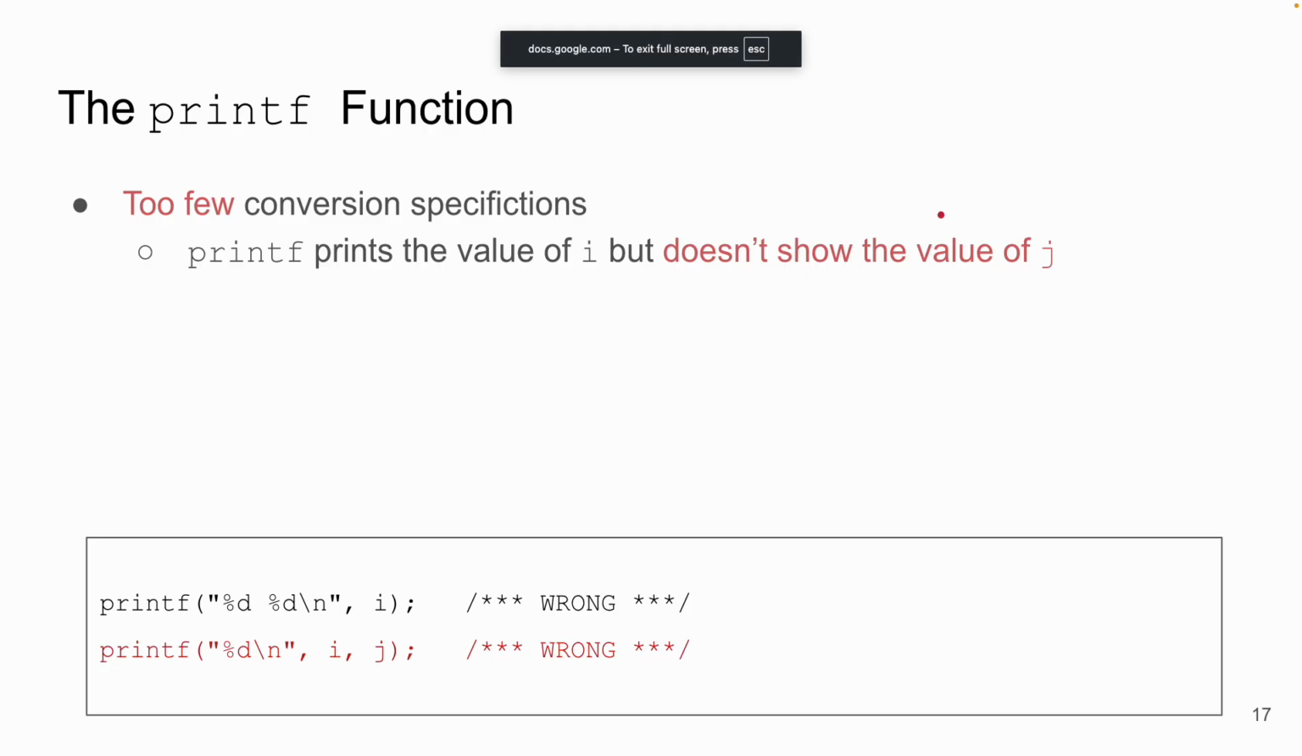So let's check what happened in the second printf. The problem in the second printf is that there are too few conversion specifications compared to the number of variables we have. We have i and j, two variables after the format string, but we only have one conversion specification. So what happens here is that printf will print out the value i, but it will not print out the value j. So it is okay, but if you want to show j, then you cannot use this printf because j will not be printed out.